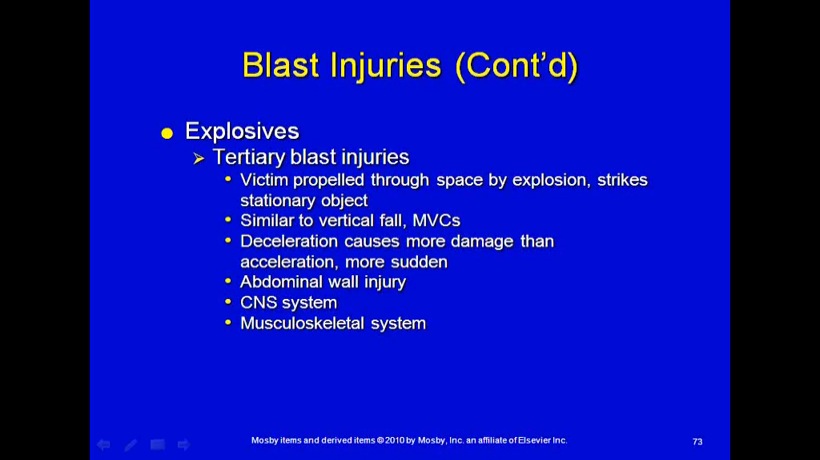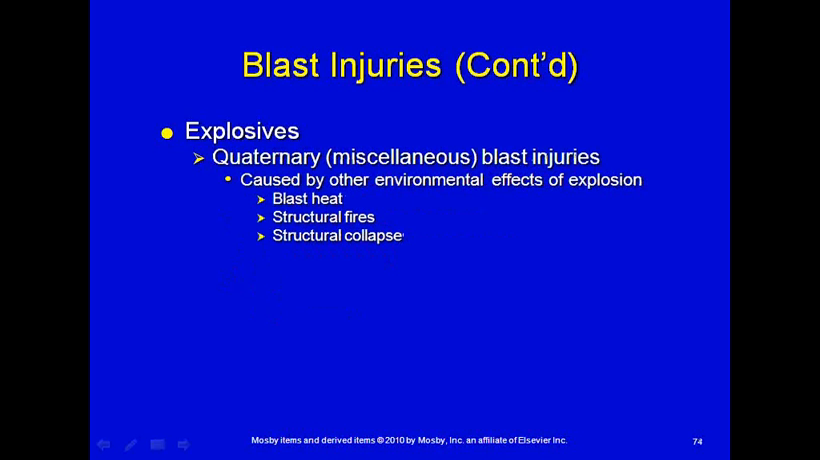Tertiary blast injuries, the victim is propelled through space by the explosion, strikes a stationary object, or is thrown forcefully to the ground. So it's similar to a vertical fall or a motor vehicle collision. The deceleration causes more damage than the acceleration, because the deceleration is more sudden. You can have abdominal wall injuries, CNS injuries, and musculoskeletal system injuries as well.